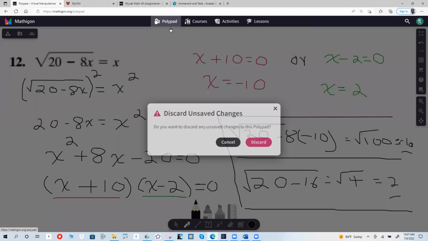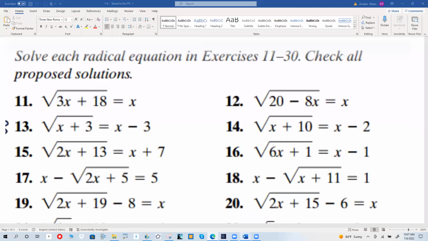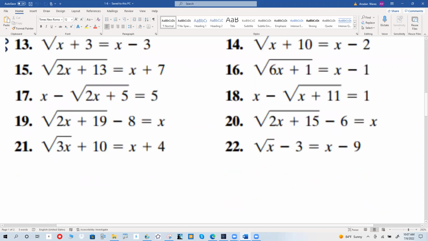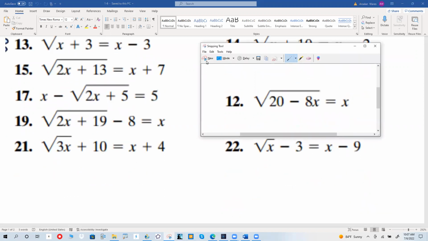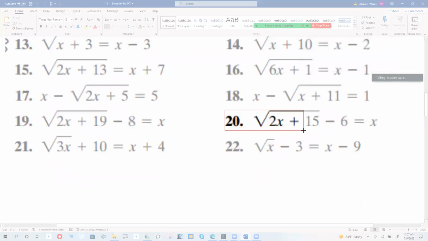So I'm going to go and grab a new problem. All right, let's try something like 18. Well, let's try 20. Okay, let's try 20. There's a little minor trick, nothing serious, I'll tell you.